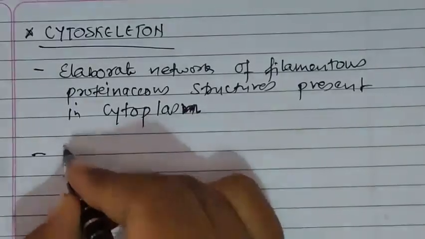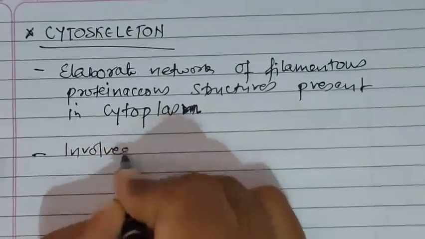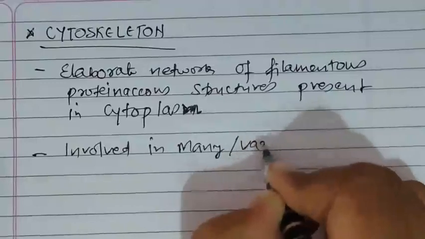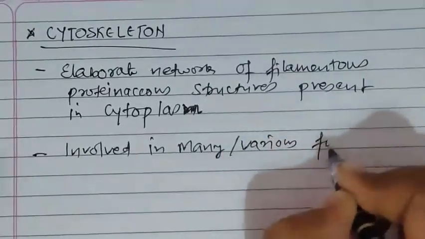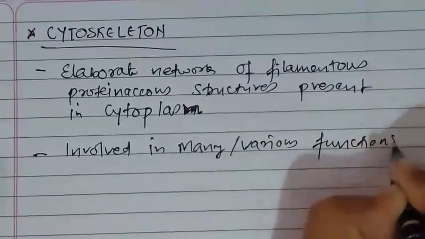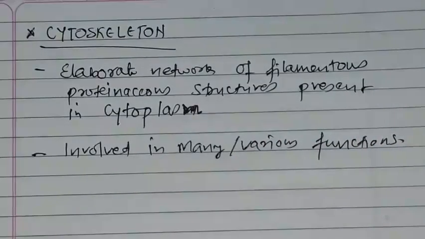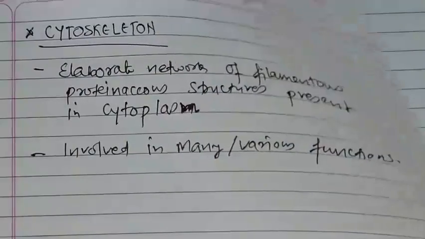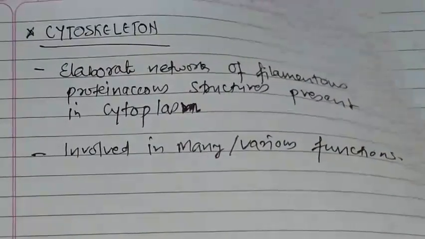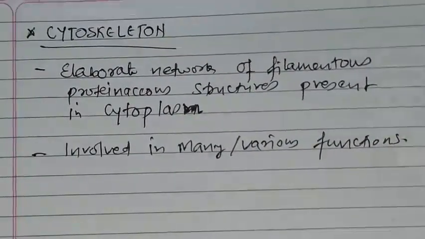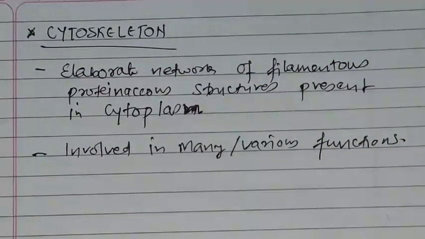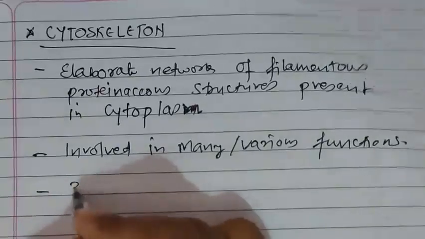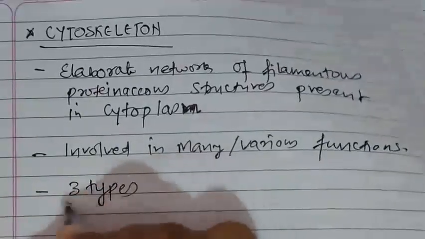This cytoskeleton is involved in many or various types of functions. Okay, they can also provide mechanical support, motility, maintenance of the shape of the cell. All this they can do. But in this part we will be discussing types of microtubule. Okay, and this cytoskeleton is of three types.